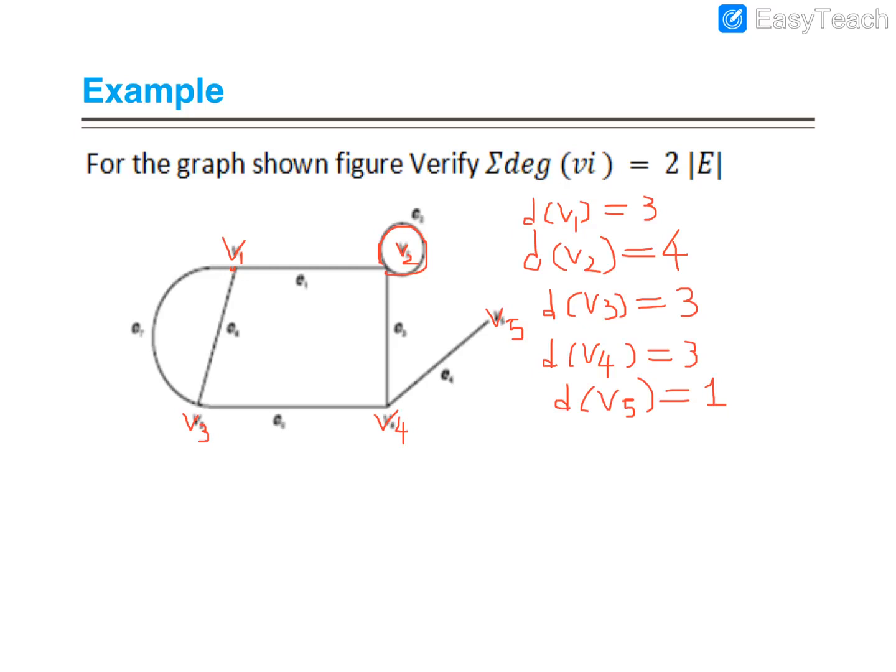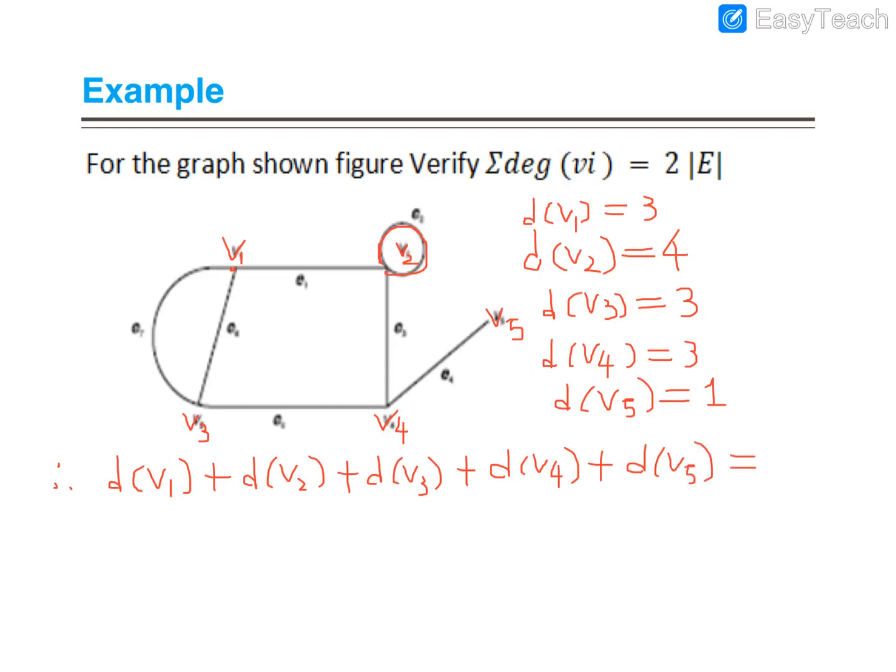Therefore, the sum of all these degrees of vertices, that is degree of V1 plus degree of V2 plus degree of V3 plus degree of V4 plus degree of V5, is equal to 14. So it can be written as 2 into 7.